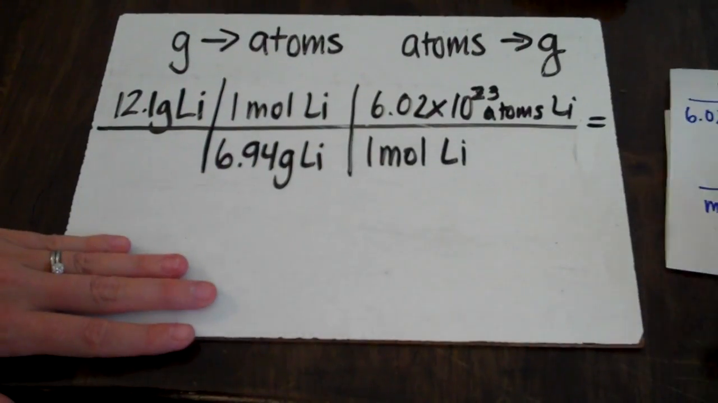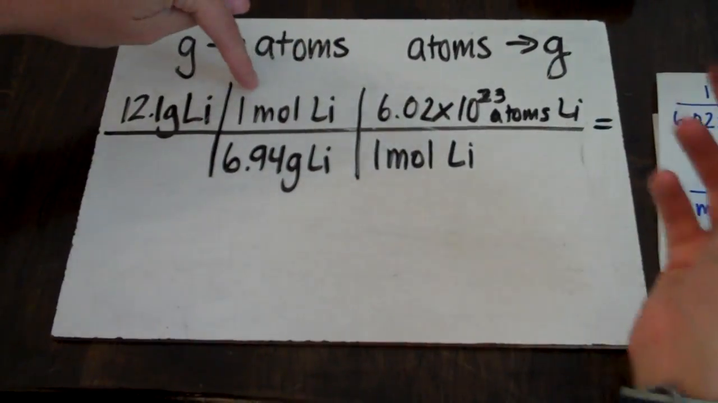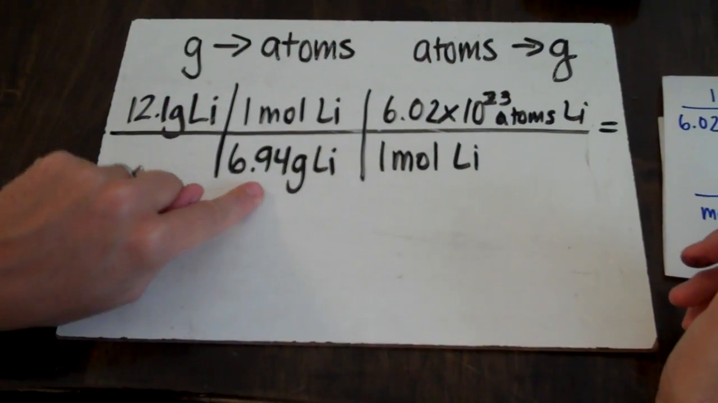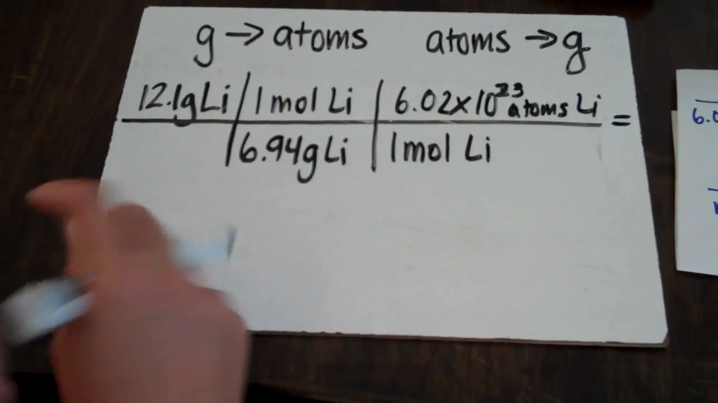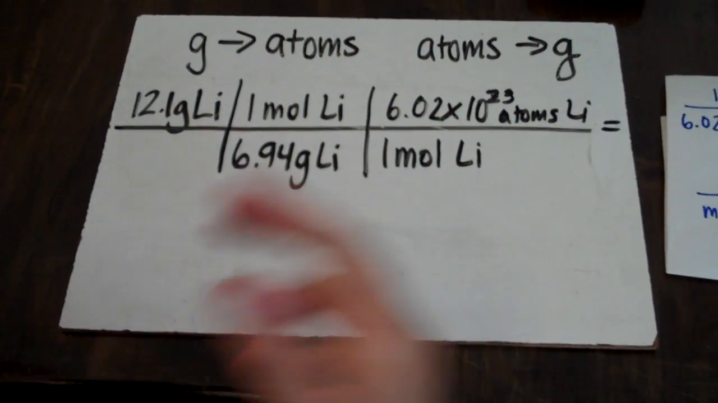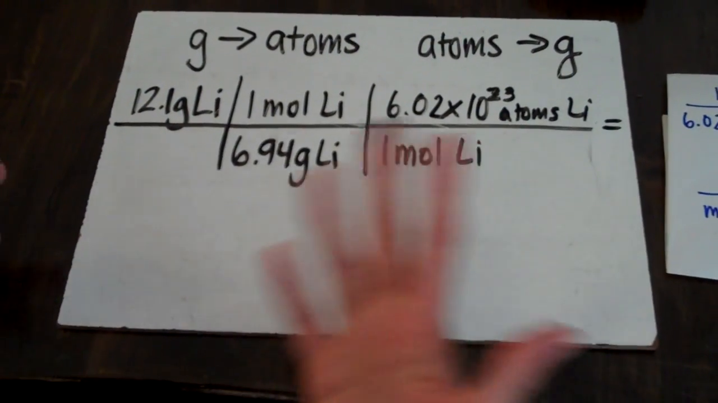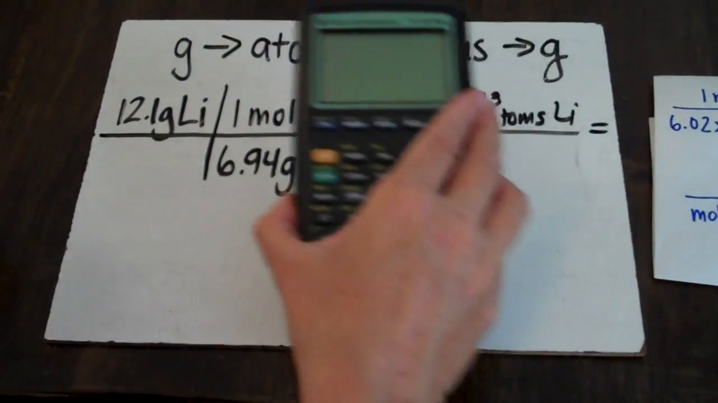All right, so now what we need to do is multiply 12.1 times 1, which we'll skip, times 6.02 times 10 to the 23, and then divide by 6.94, and you can divide by 1 if you want to, and then hopefully we'll get our answer. And you need to realize, if we're going from grams to atoms, we're going to get a big number. There are going to be a lot of atoms in however many grams we have.